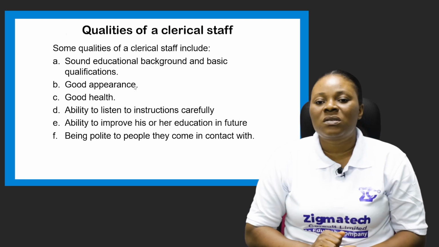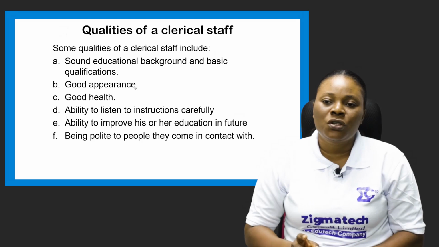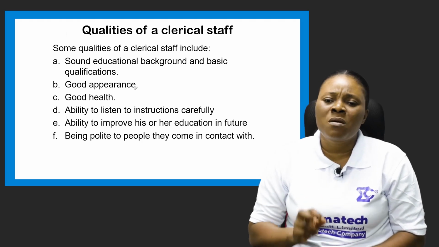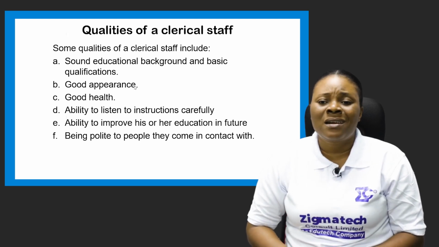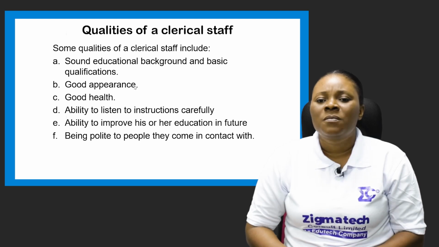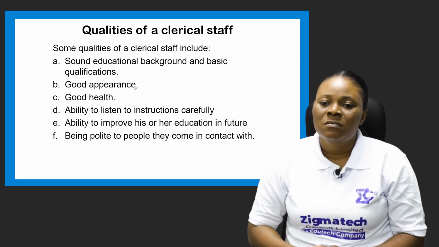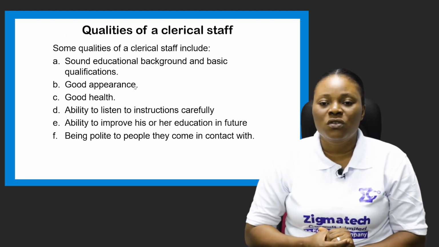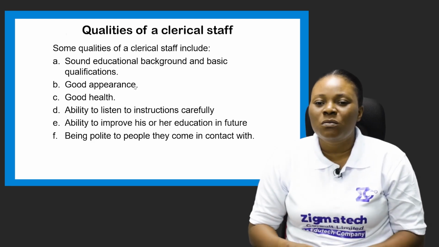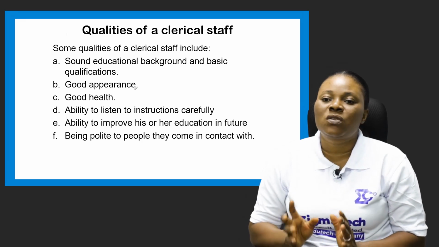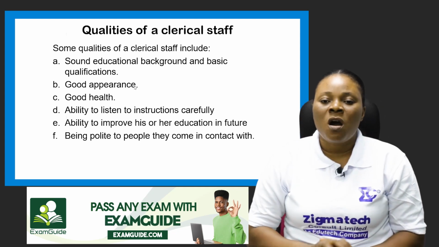Another quality of a clerical staff is ability to listen to instructions carefully. Remember, I told you that the clerical staff is meant to work based on the instructions given by the superior officer. So as a clerical staff, you are not meant to work on your own. You are meant to listen to instructions carefully on whatever job given to you. So you must have the ability to listen to instructions carefully, not assume that you know, but carry out your duties based on the instruction given to you by your superior officer.